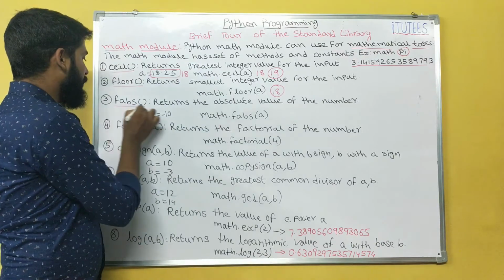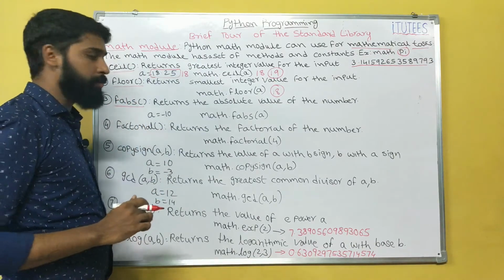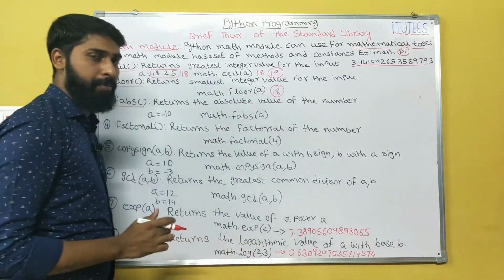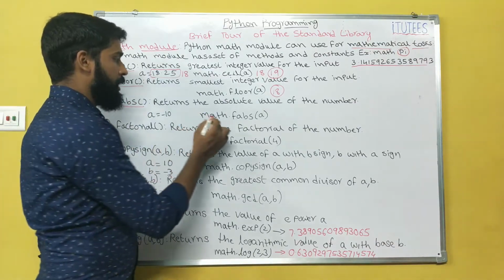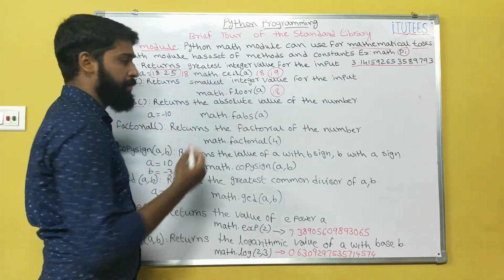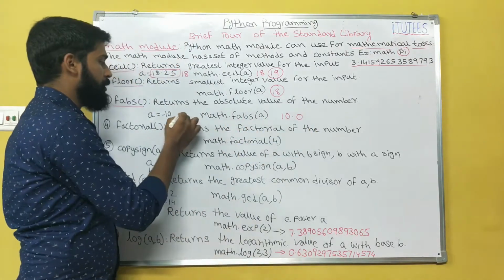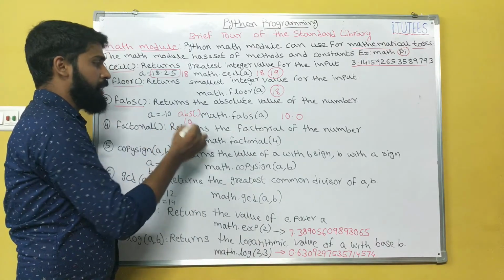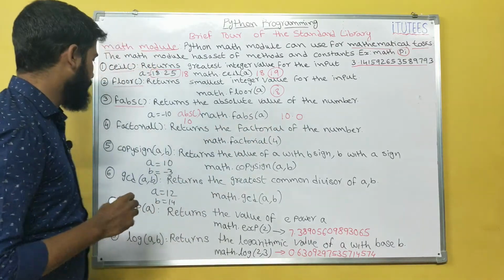The next function is fabs, that means fractional absolute value. It returns the absolute value of the number. For example, I am giving a equals minus 10. math.fabs of a prints 10.0. It is similar to the abs function. abs returns 10, while fabs returns the fractional absolute value.